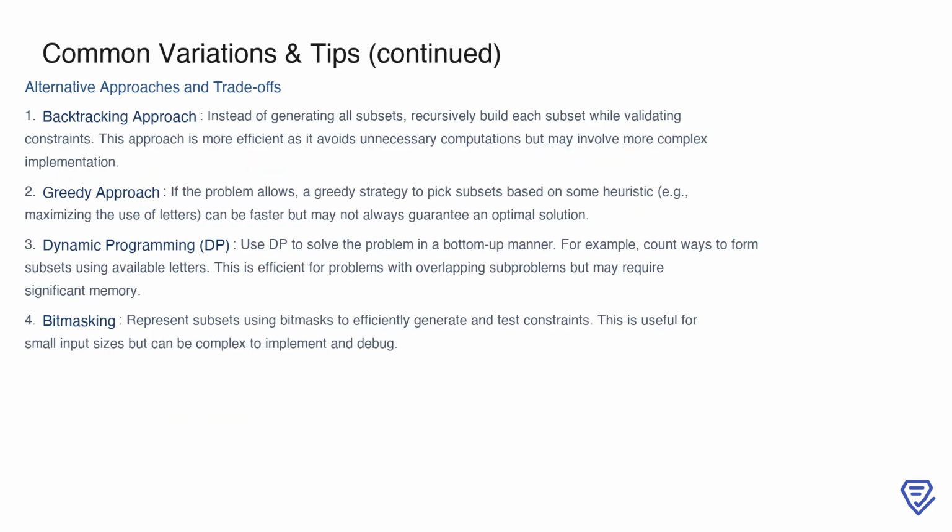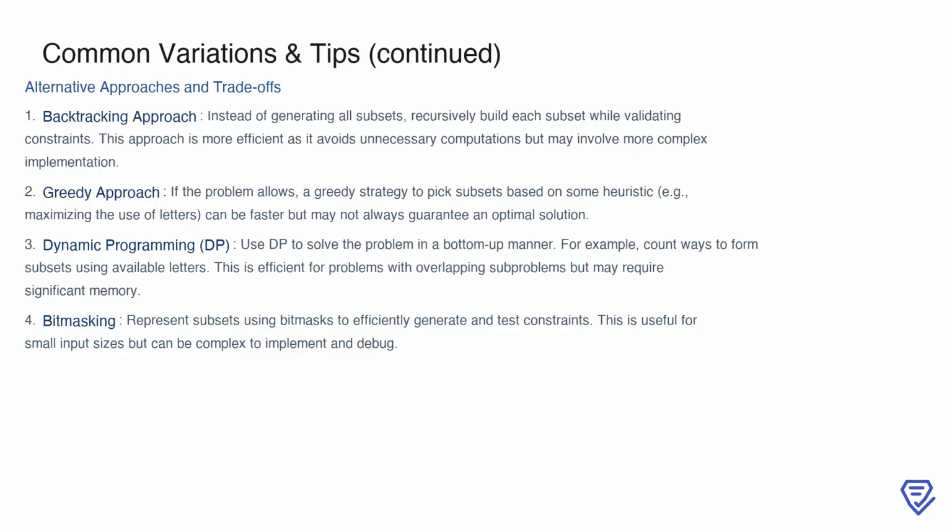There are also alternative approaches and trade-offs you can explore for this problem. The backtracking approach is a highly efficient option. Instead of generating all subsets, you build each subset recursively while validating constraints as you go. This avoids unnecessary computations, but the trade-off is a more complex implementation. Another option is the greedy approach. If the problem allows, you could use a heuristic to choose subsets, such as maximizing the use of available letters. This can be faster but doesn't always guarantee the optimal solution.